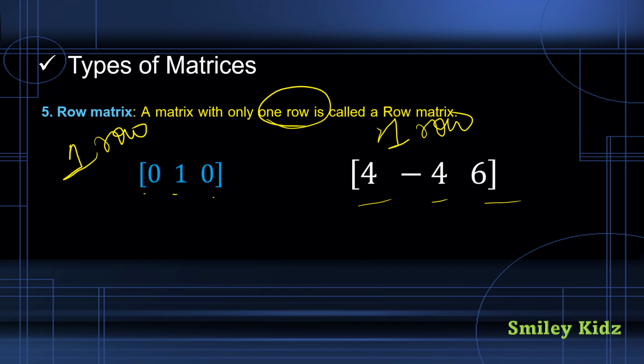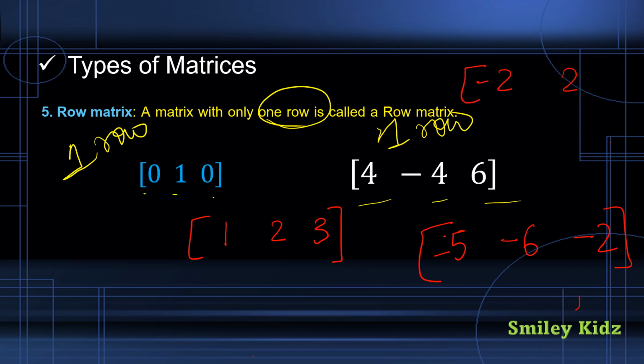Now let's have another example. 1, 2, 3. This is a row matrix. -5, -6, -2. This is a row matrix. Or -2, 2, 1. This is a row matrix. All the matrices which have only one row are known as row matrices. Alright.